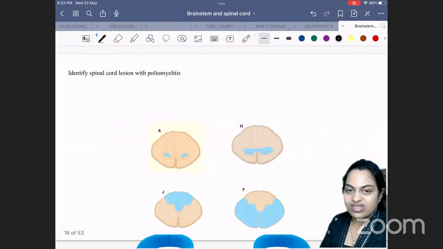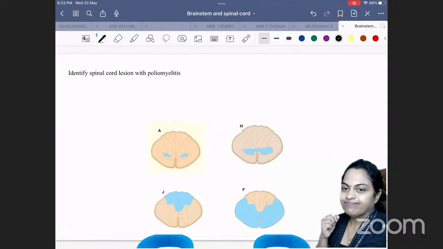Moving on to the next question. Identify the spinal cord lesion with poliomyelitis. Can you tell me?